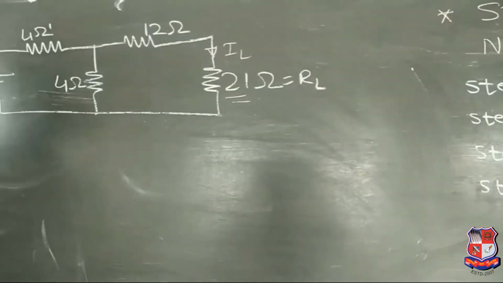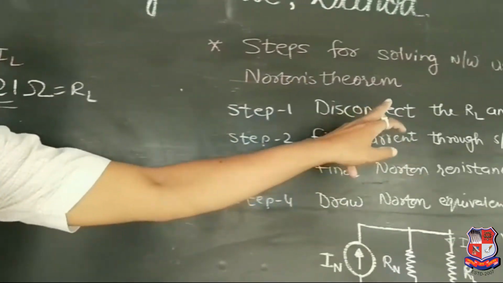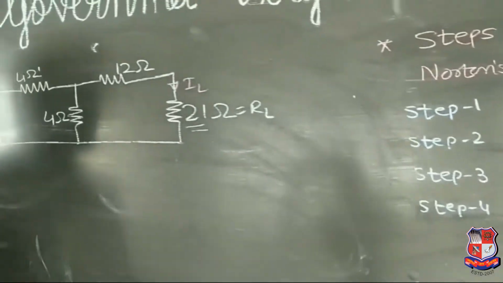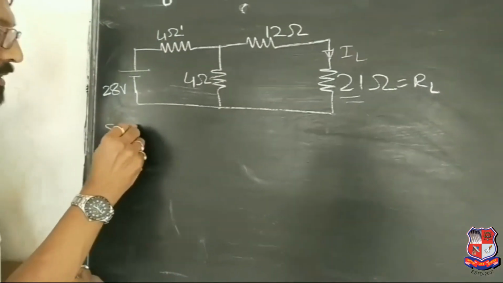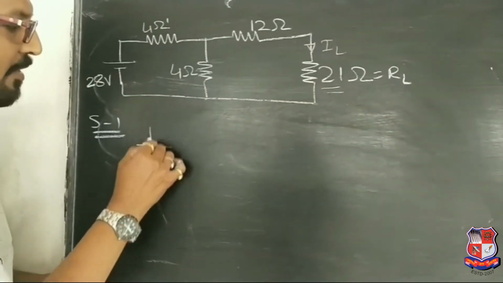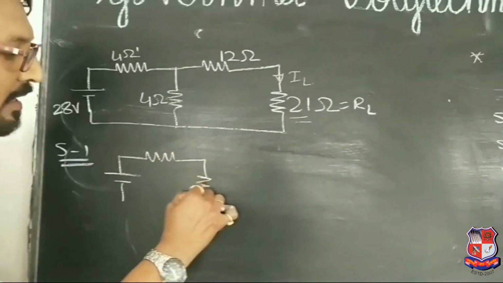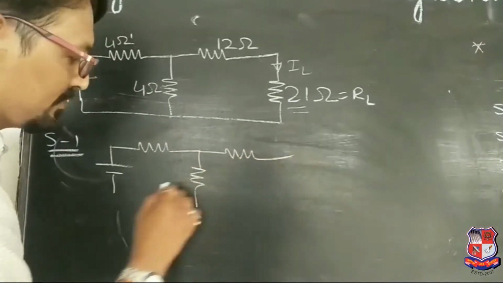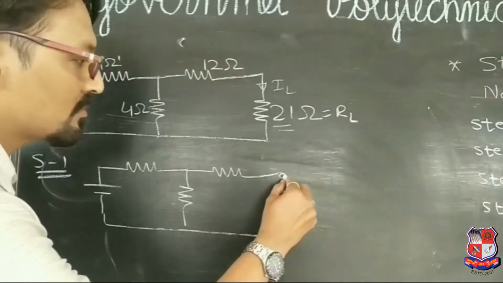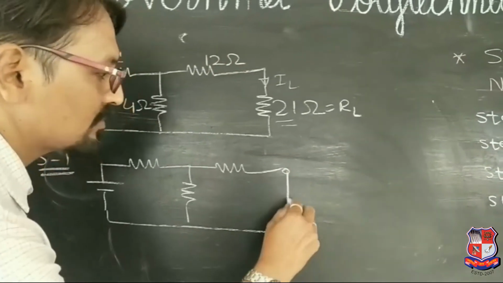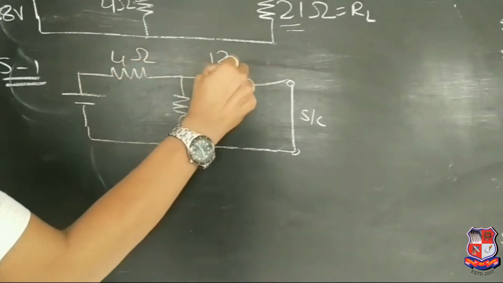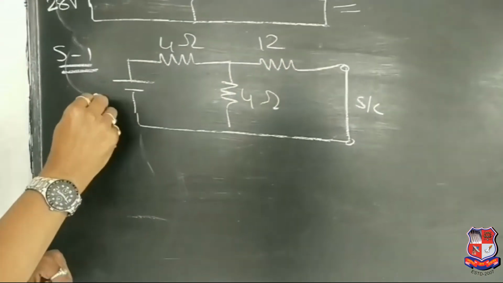So according to the first step, what we have to do, disconnect the load resistance RL and short circuit that terminal. Means what? We have to draw the diagram again. Step 1. We have to short circuit the 21 ohm resistance and we have to draw the circuit again. The remaining parameters remain as they are. There is no change.